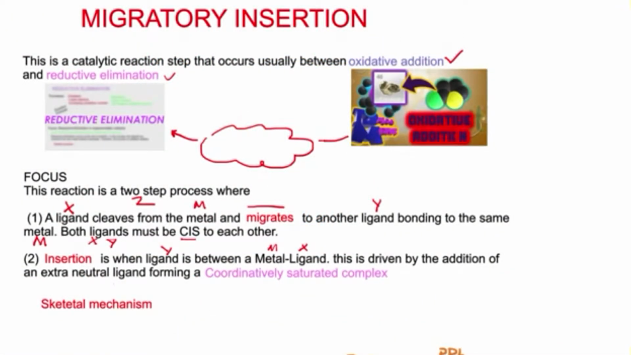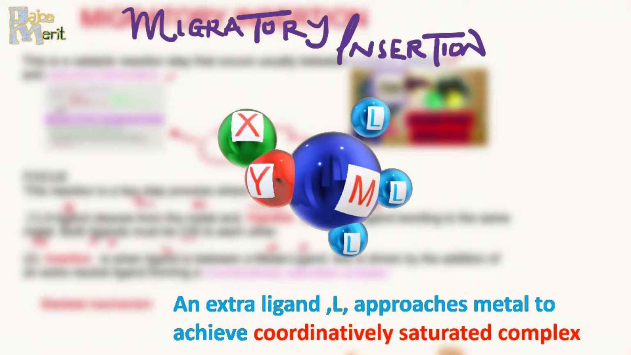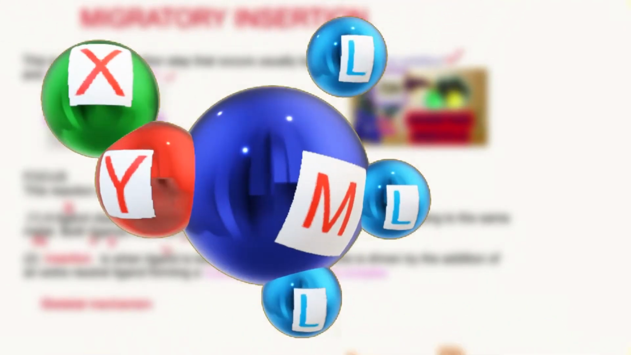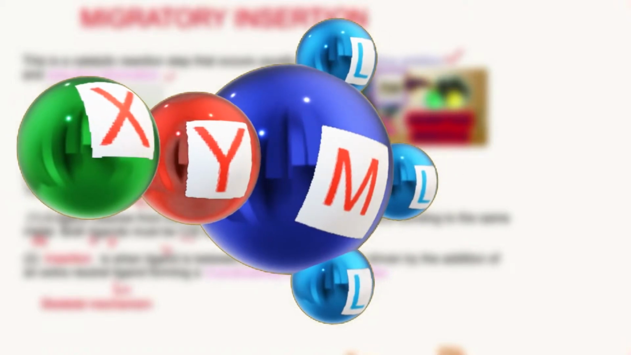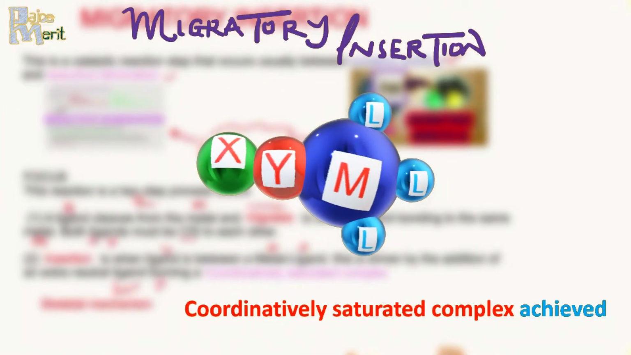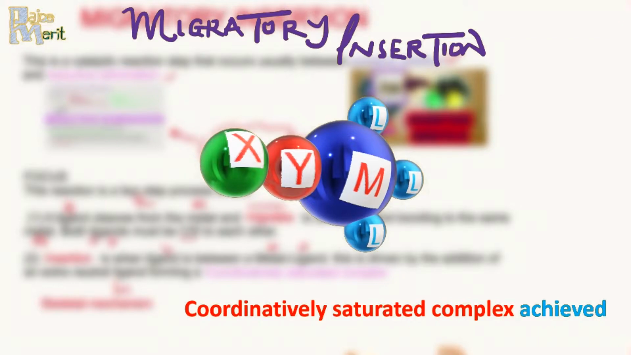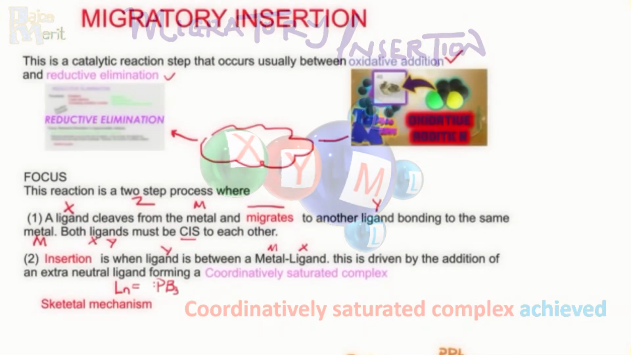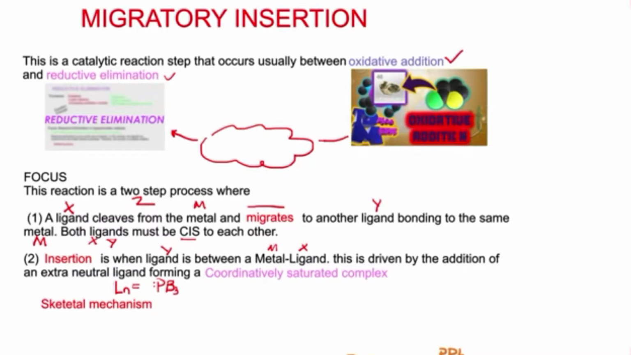Now the formation of this structure after the first step is driven by the addition of an extra neutral ligand, which we'll call Ln. It could be a phosphine, PR3, with the ligand having a lone pair that is donated to the metal, or carbon monoxide, which inserts itself into the metal as well, so it could come in that form, or various solvents.